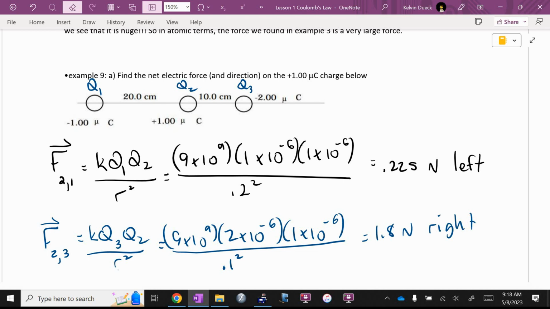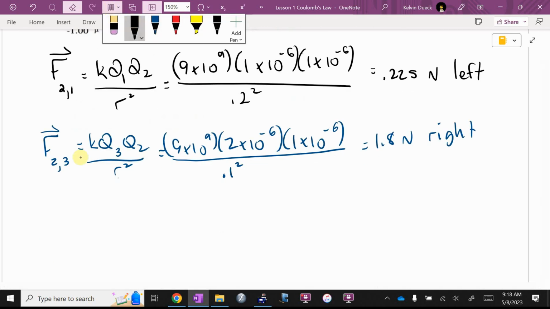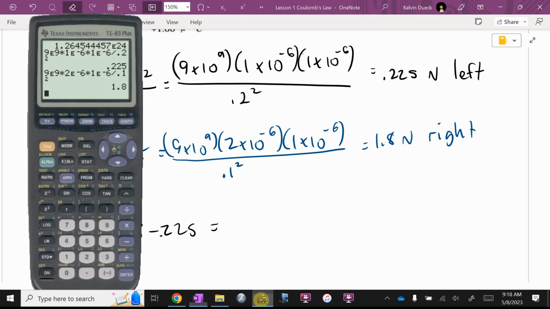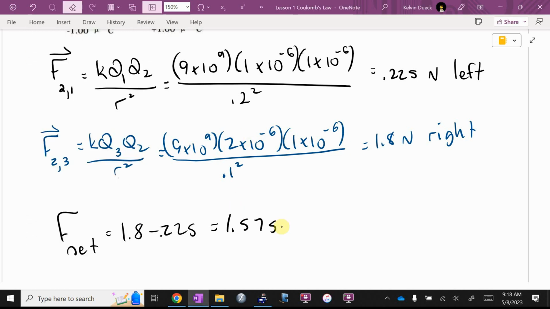How will I add 1.8 right and 0.225 left? Winner minus loser. Who's right? So final answer. It'll be 1.8 minus 0.225. 1.575. I'll go to 4 sig figs. Newtons. What direction, Nicole? Right.